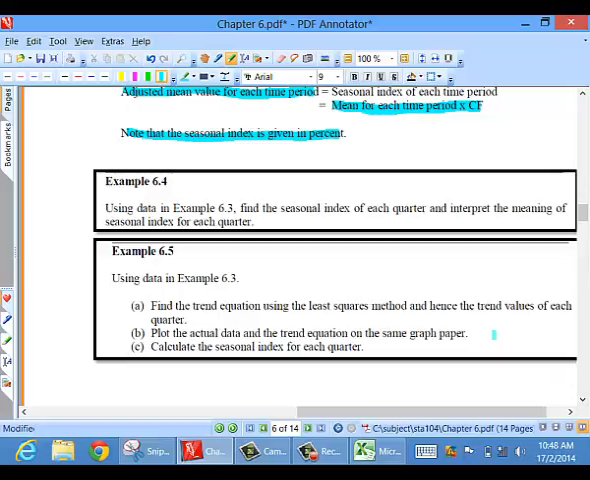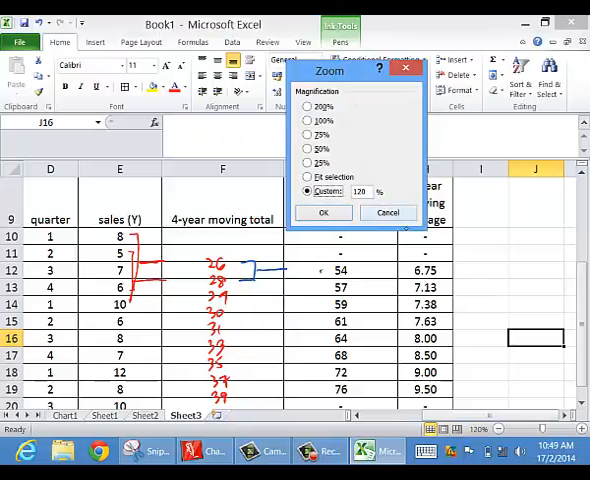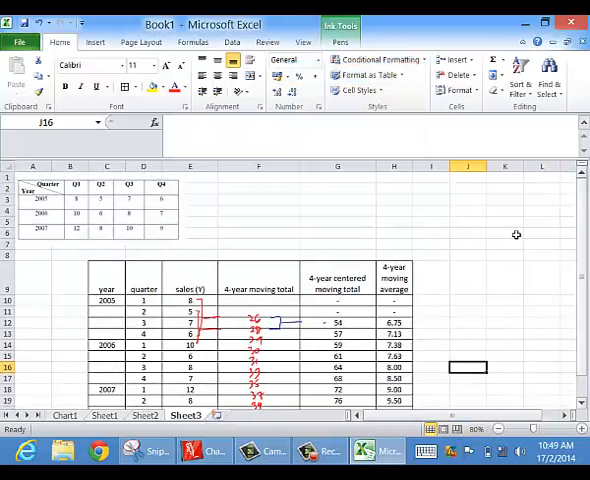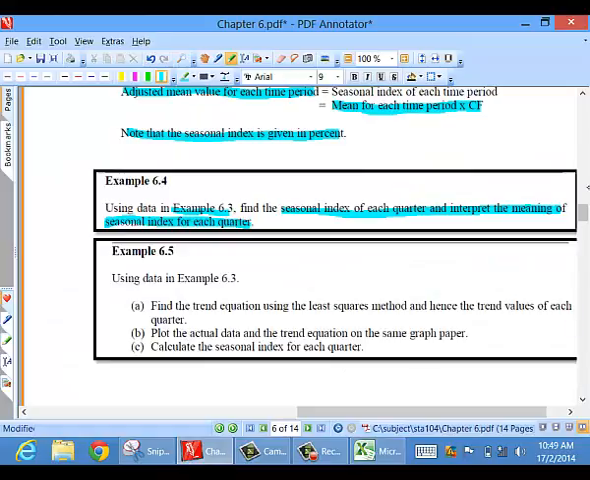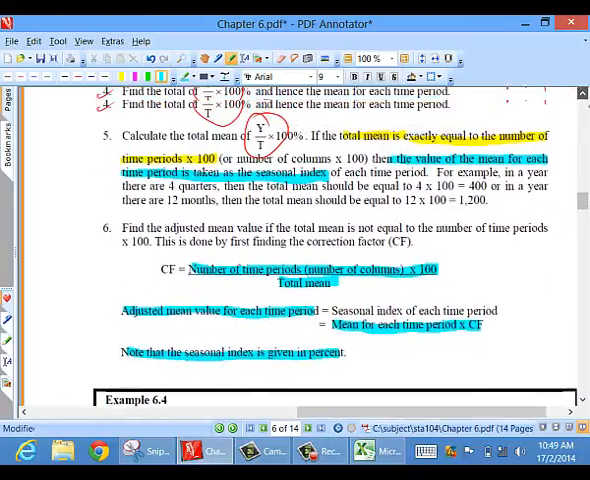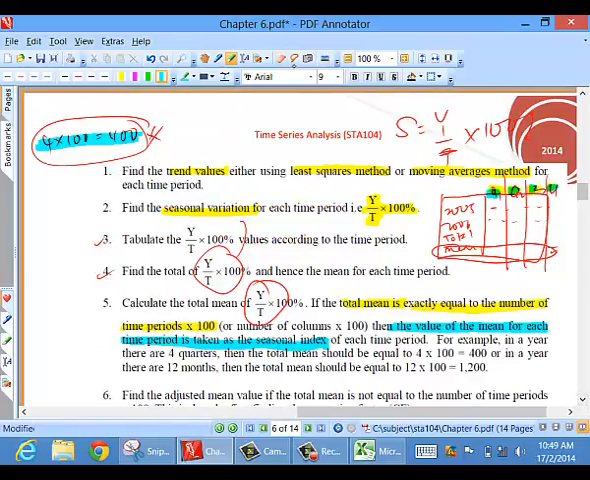Example number 6.4: using the example in 6.3, find the seasonal index for each quarter and interpret the meaning of the seasonal index for each quarter. Example 6.3 is this one, right? This is the example of 6.3. So using this data for example 6.3, tabulate. Look back at the steps we did to find the seasonal index. Let me clear this one.